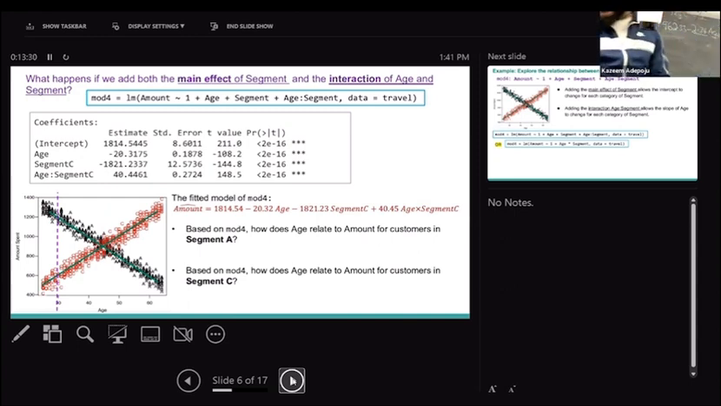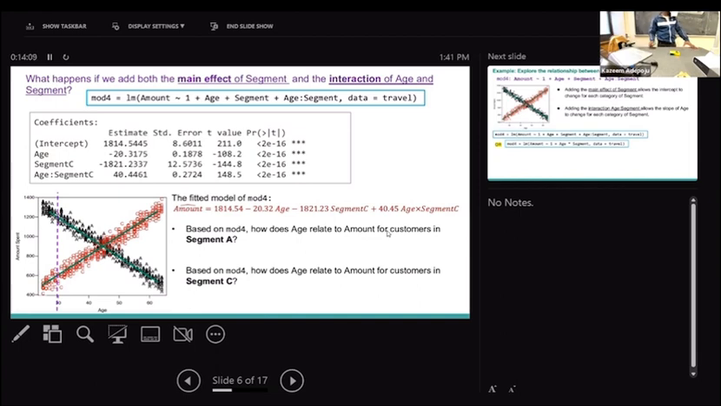And if you take a look at what I'm displaying now, if you look at the final model, when C equals 0, the intercept is going to be 1814.54. What if C equals 1? When segment C equals 1, the intercept will change and the slope will change as well.